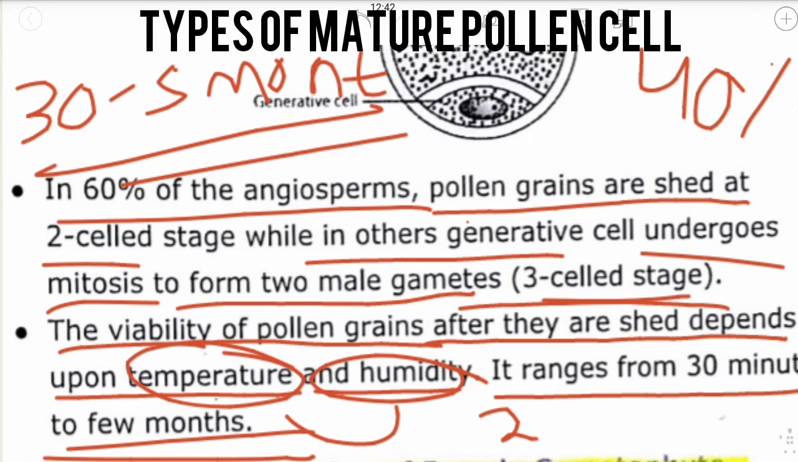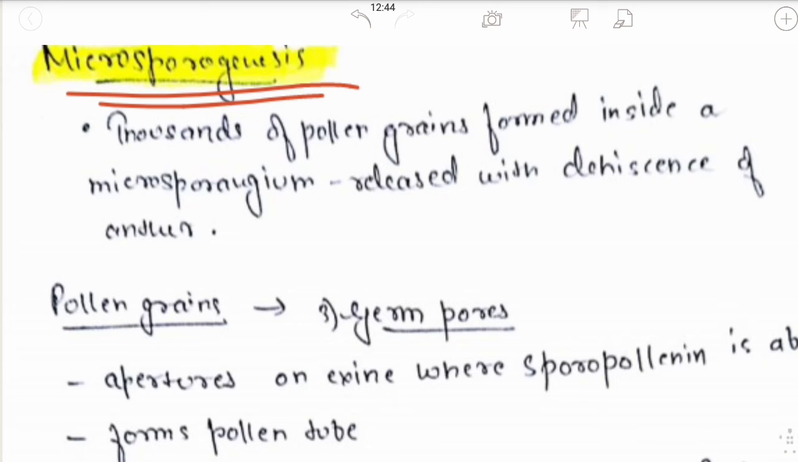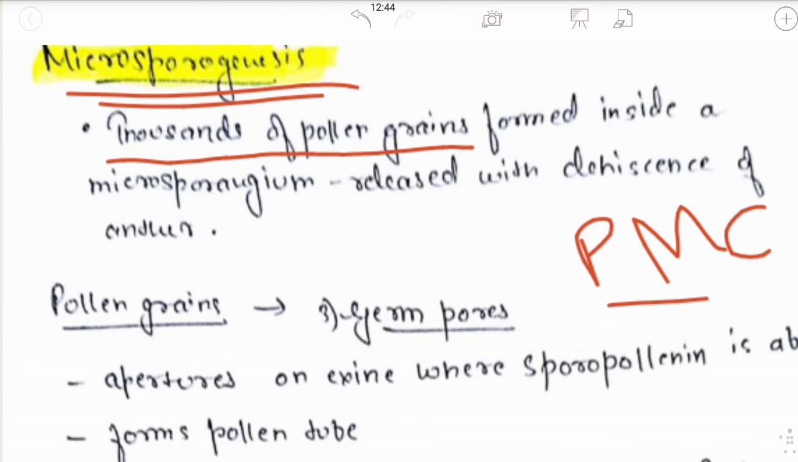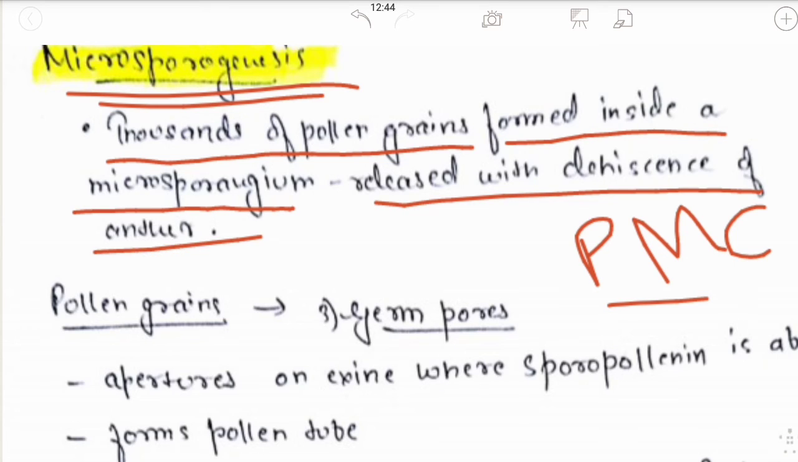Microsporogenesis is the process of formation of microspores from the pollen mother cell through meiosis. Thousands of pollen grains formed inside a microsporangium are released with the dehiscence of the anther.